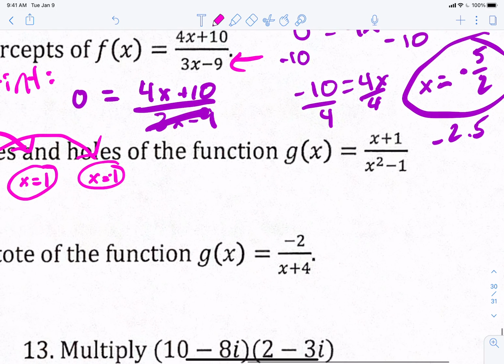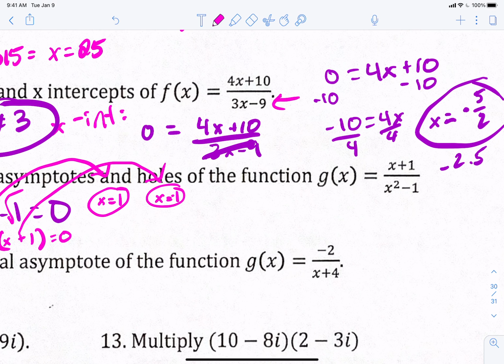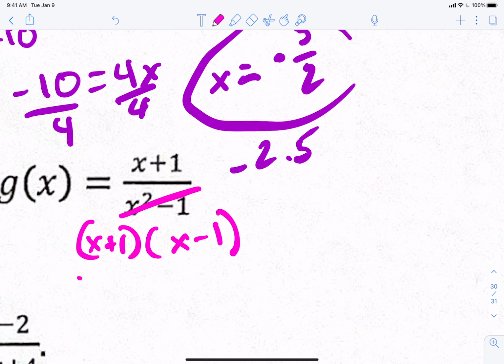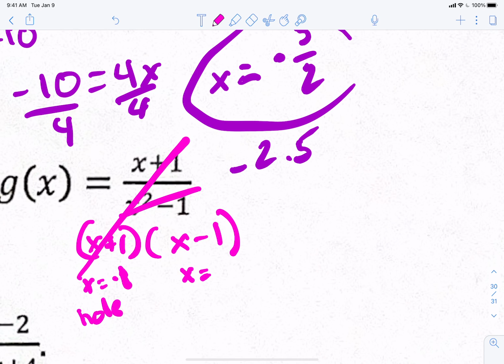The hole is the top one. The bottom one is the normal one. So this guy broke down into x plus 1, x minus 1. Right? Which one cancels with the top? X plus 1. So that means x equals negative 1 is a hole. Holes cancel out. Right? X equals positive 1 is a VA. Does that make sense? Okay?